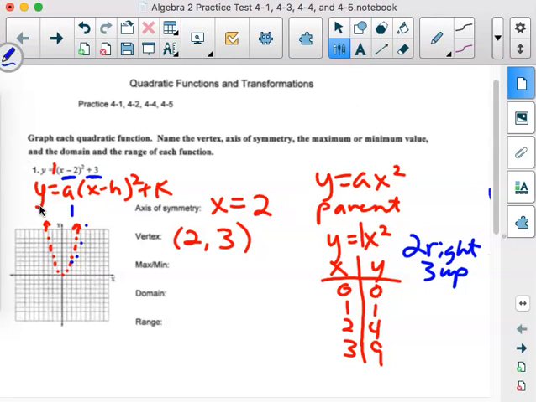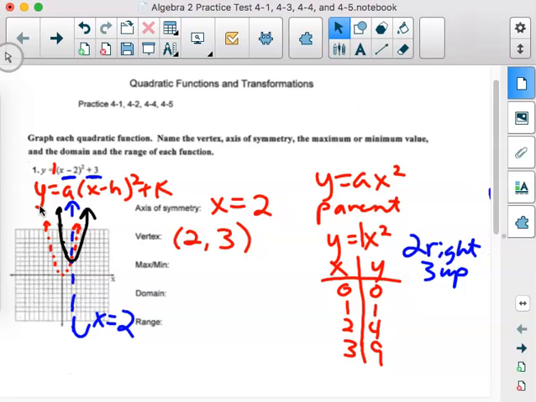And then I'm going to put in my new axis of symmetry at x equals 2 and use symmetry to go equal but opposite on the other side. And now I can draw in my solid parabola, which has been moved 2 units to the right and 3 up.